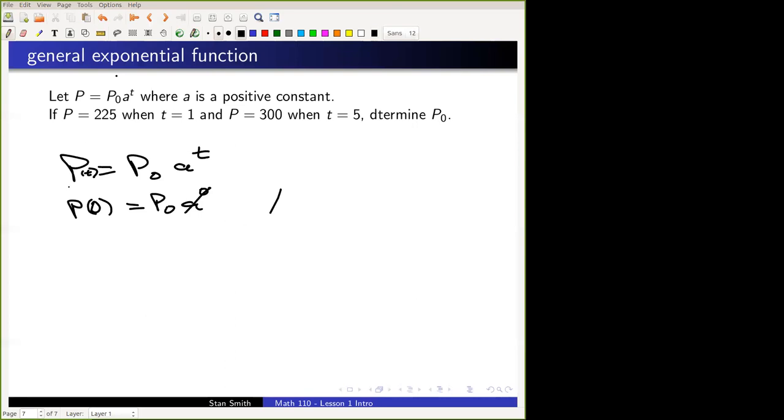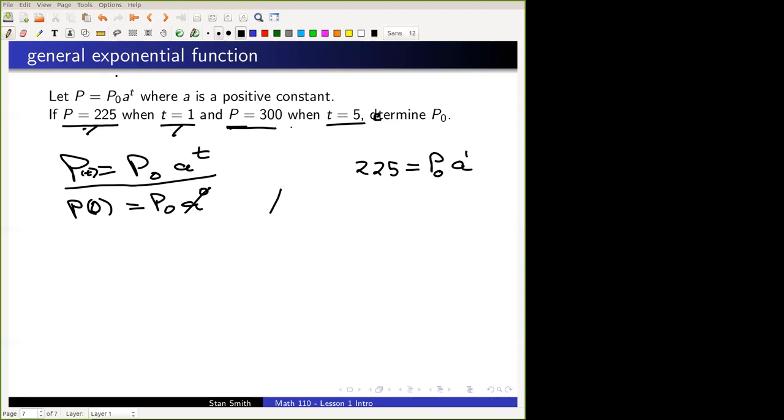Okay, what we're given here is this exponential function, and we're given 2 points. We're given that p is equal to 225 when t equals 1, and p equals 300 when t equals 5. And we're asked to determine p sub 0, that initial condition. Well, we don't know the function. We just can't go in and evaluate it. So we're going to have to come up with what is a. How do you calculate a? Well, we're going to use the information that we've got. Notice when t equals 1, p equals 225. So 225 is equal to p sub 0 a to the 1 power. Notice I just plugged in the numbers, plugged in the point. That's a given point.